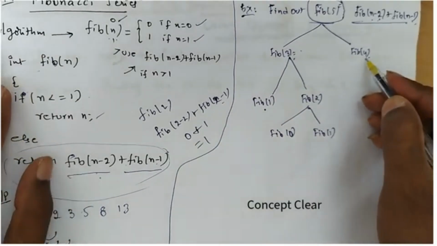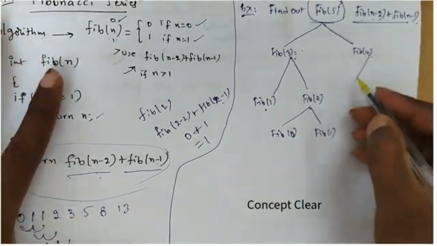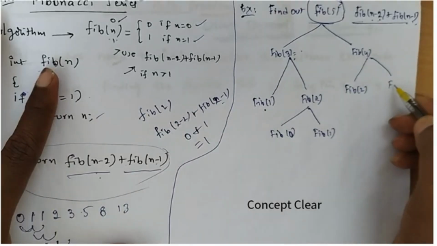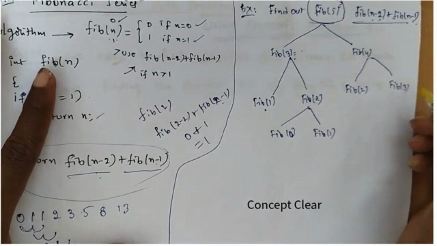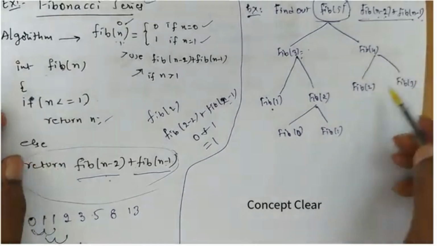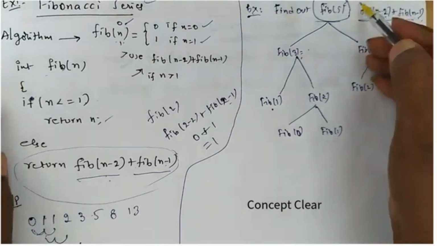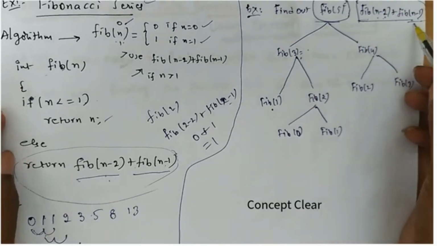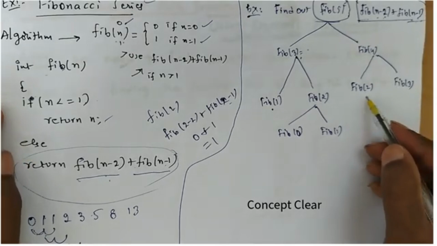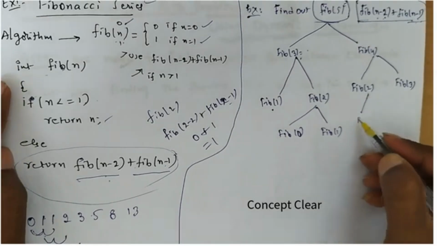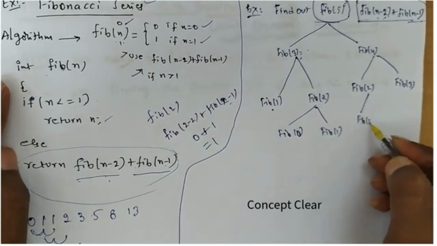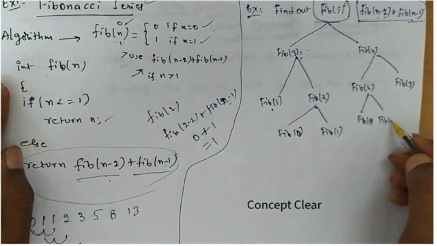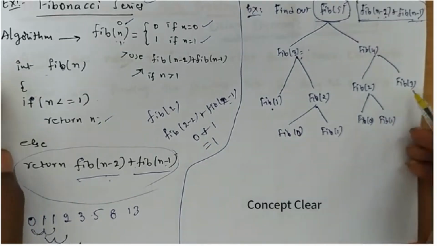Okay, and what about the right side? Here fib of 4, and if you divide it like this, we will get fib of 2 and fib of 3. Listen, how are we dividing this tree? We are dividing this tree according to this formula: fib of n minus 2 plus fib of n minus 1. Again fib of 2: if we divide this one, we will get fib of 0 and fib of 1.